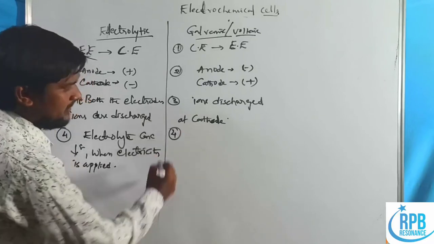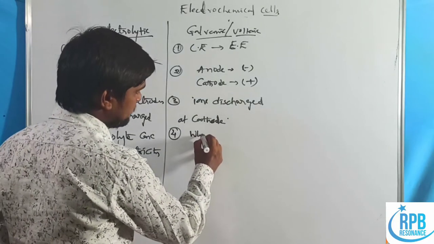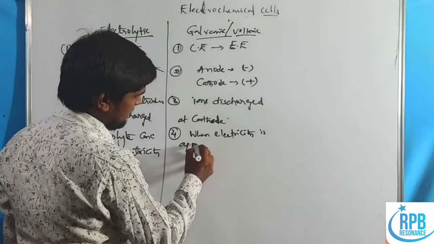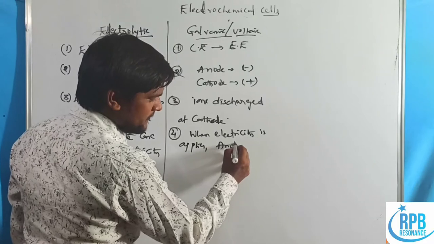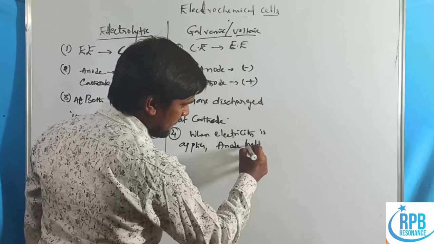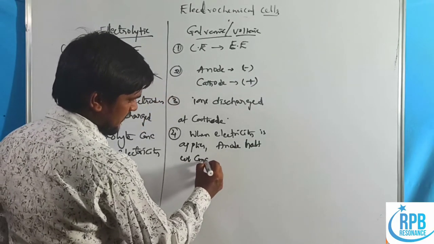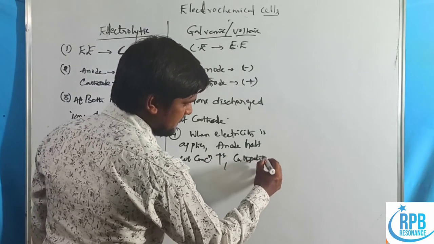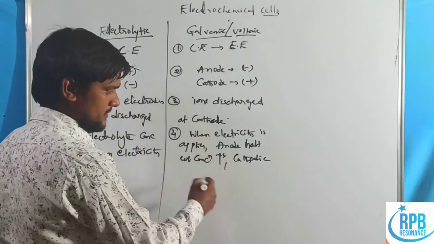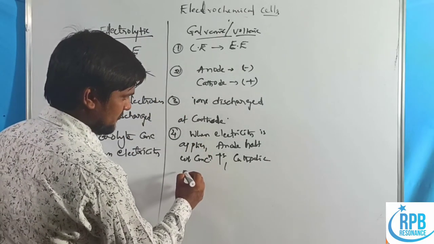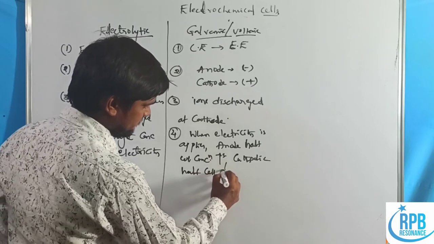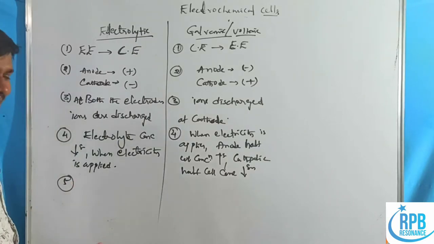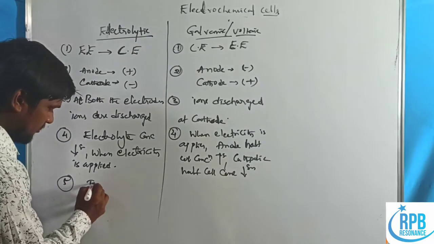Now the fourth point. In the galvanic cell, anodic half-cell concentration increases, while cathodic half-cell concentration decreases. I will give the complete explanation about these concentration increases and decreases. Now the fifth and major one.